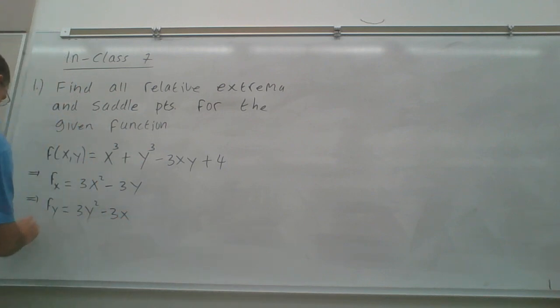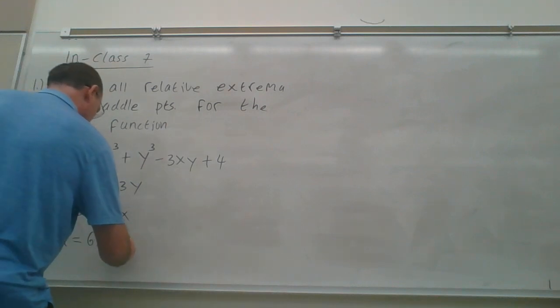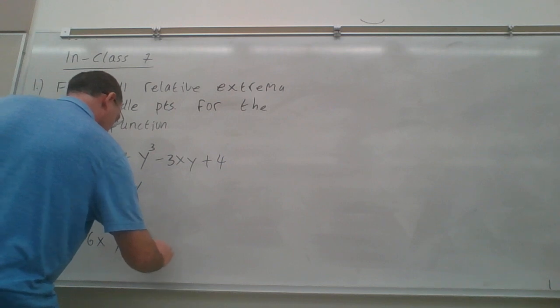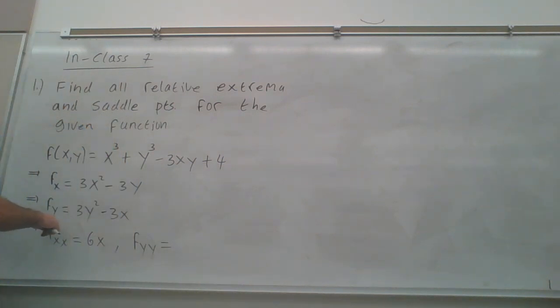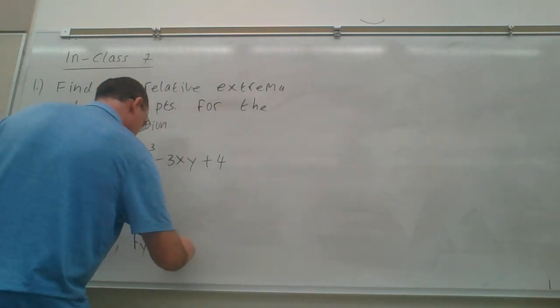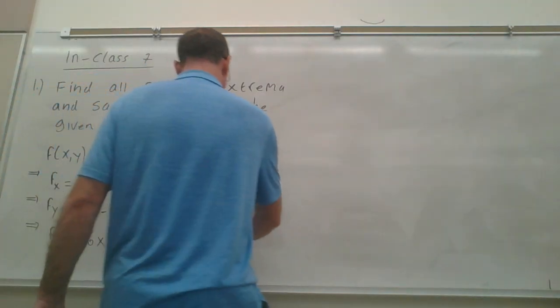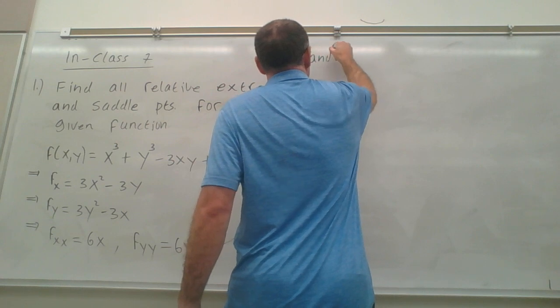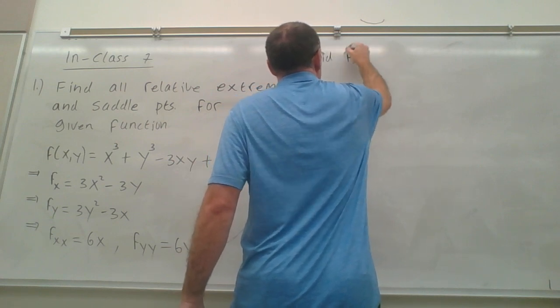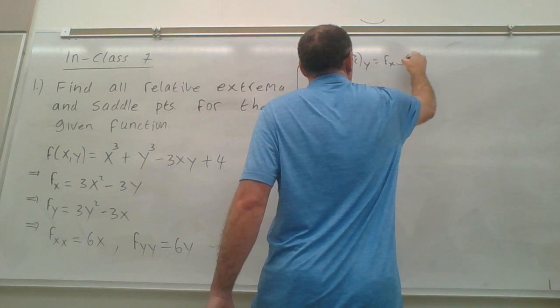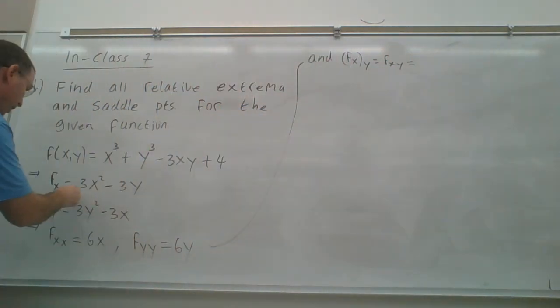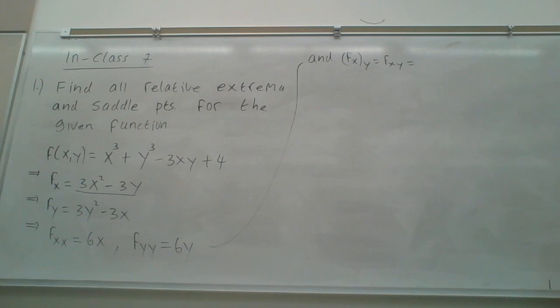Let's also find f double x. So here's my fx here, so f double x would be 6x. Let's find f double y. Here's fy, so derivative with respect to y would be 6y here. And let's do the mixed one. So fx,y out here. So I'll be looking at my fx, taking derivative with respect to y. So let the constants go, so it'll be minus 3 here.